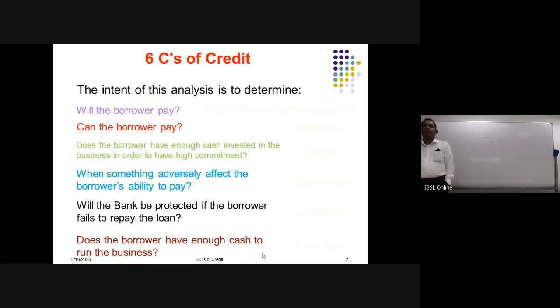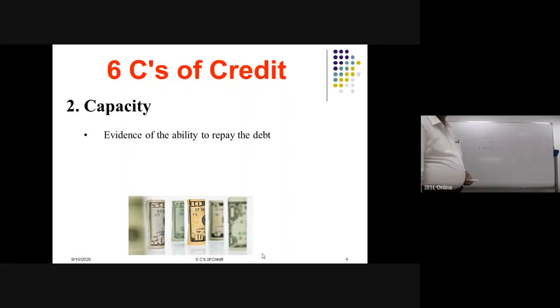Can the borrower pay? Will the borrower pay? It is the character. Will the borrower pay? Can the borrower pay? It is capacity. We find out the ability of the borrower to repay.